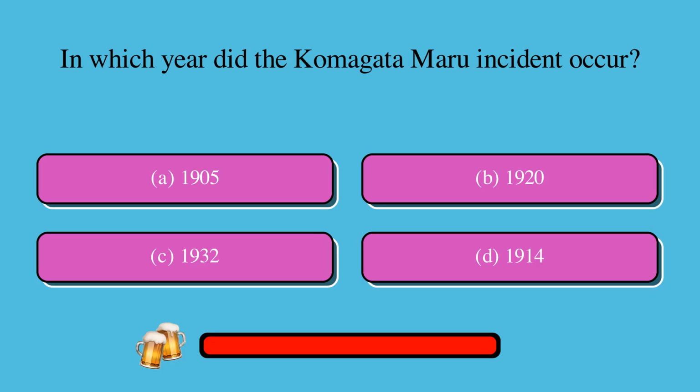In which year did the Komagata Maru incident occur? Is it A. 1905, B. 1920, C. 1932, or D. 1914? The correct answer is D. 1914.